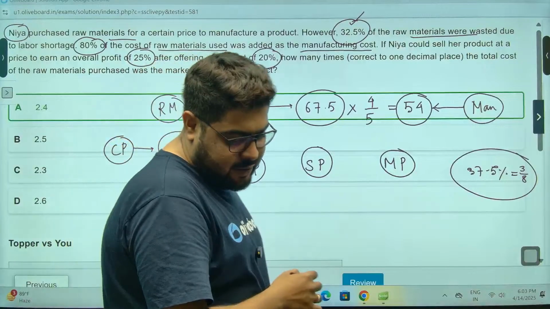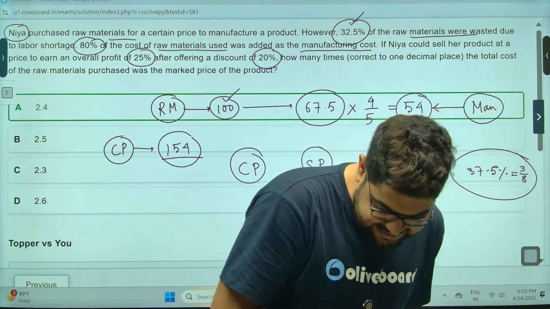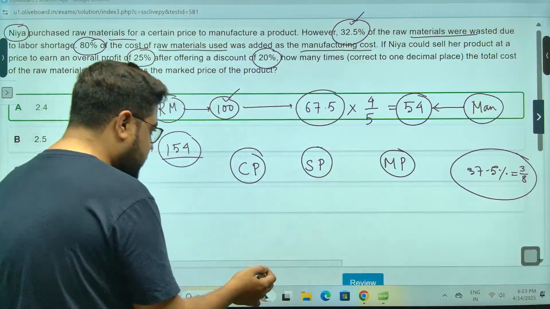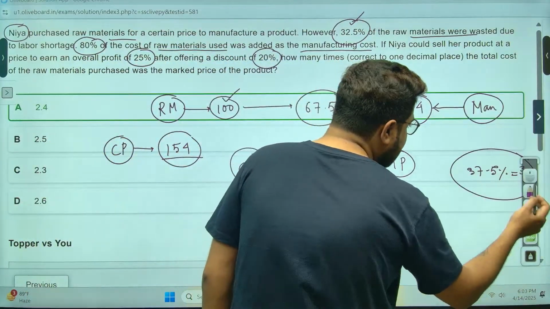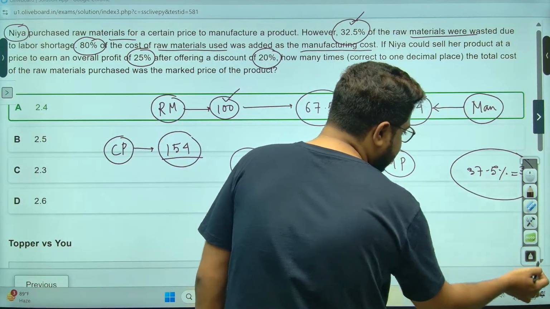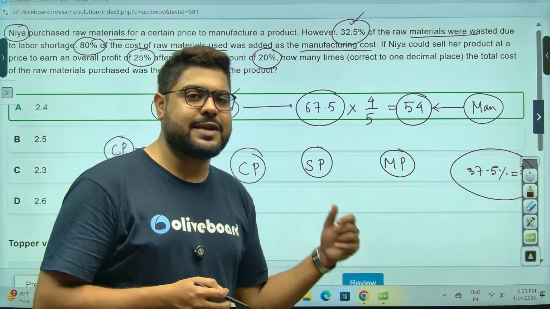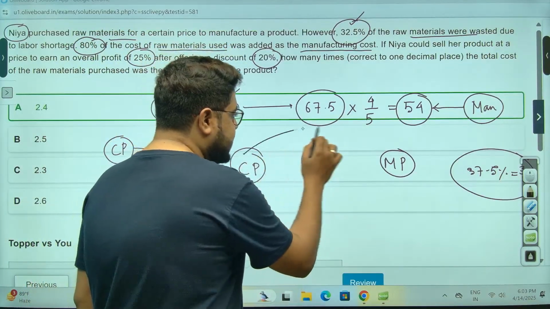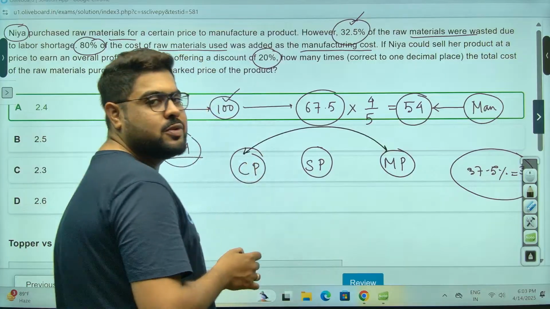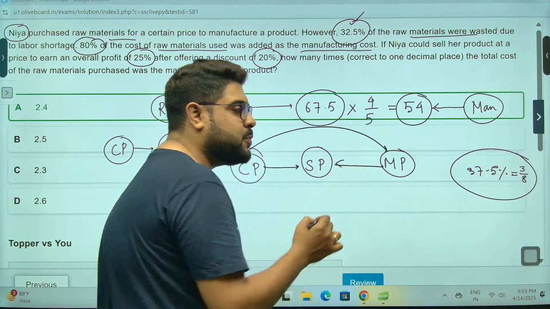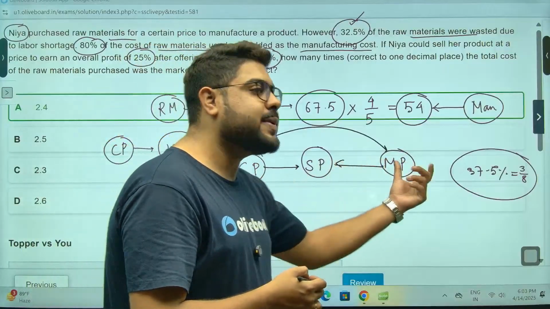Yes, Tulsha, if you do not know the modular technique, there are multiple other ways to go about this. If you see CP, SP, MP mentioned in the same question, you need the relation between CP and MP somehow. Understand, SP is your common friend. SP is related to CP as well as MP.